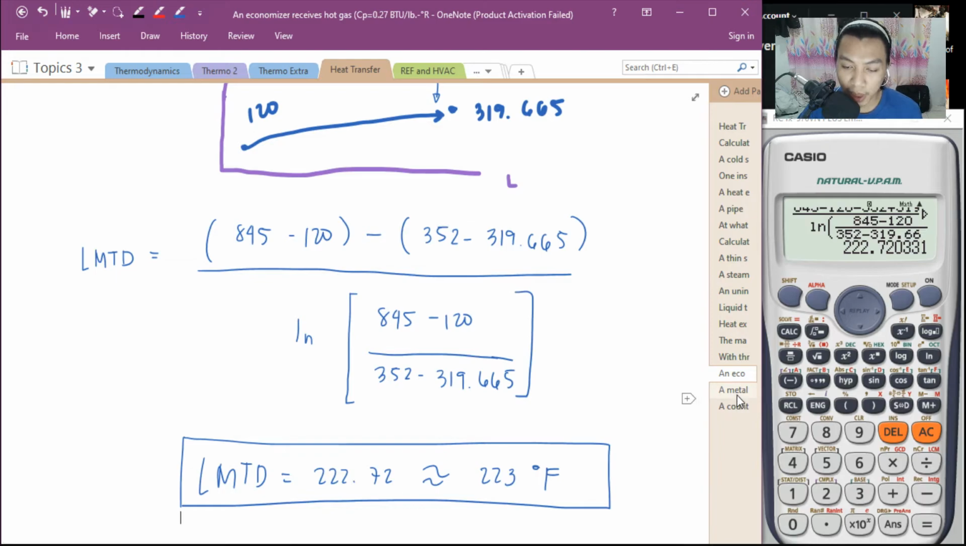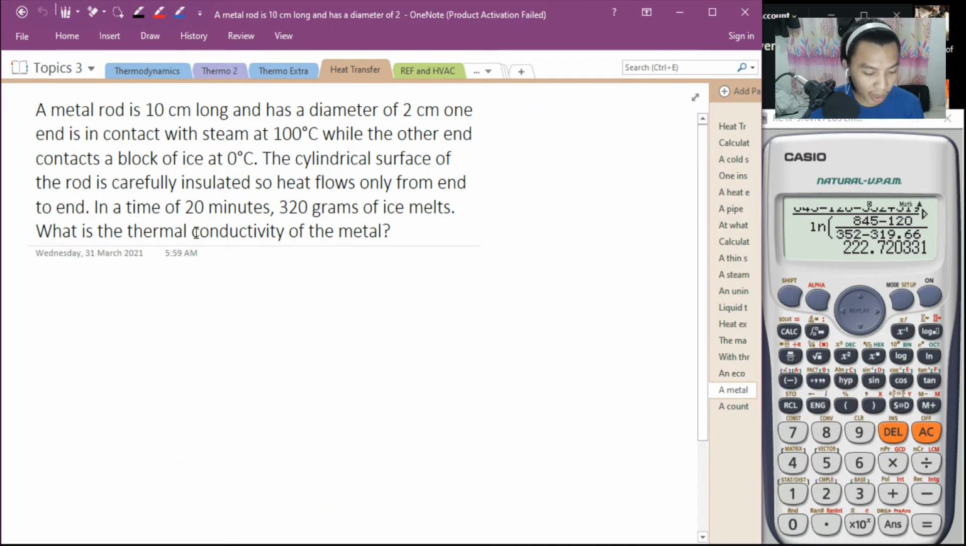How about the second to the last problem? A metal rod, 10 cm long, has a diameter of 2 cm at one end. It is in contact with steam at 100 degrees Celsius, while the other end contacts a block of ice at 0 degrees Celsius. The cylindrical surface of the rod is carefully insulated so the heat flows only from end to end. This means this is conduction, where the heat transfer goes from the hot end to the cold end.